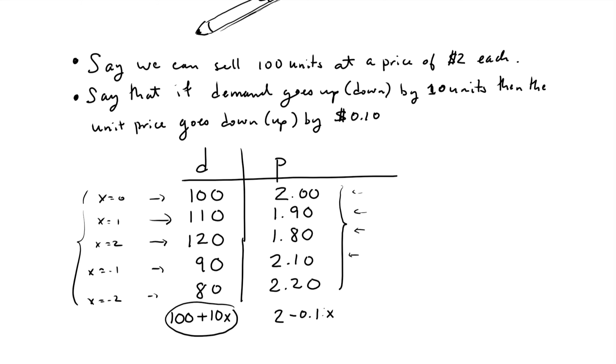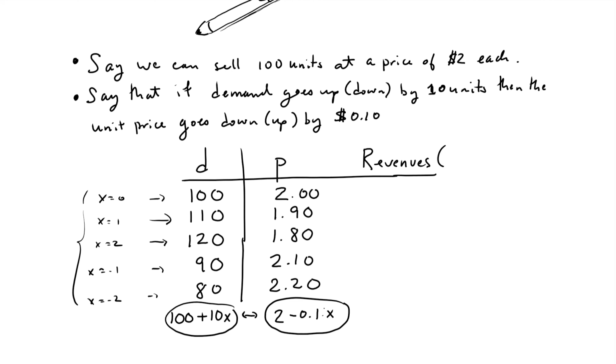So this expression here goes with the one on the left here. When the demand is 100 plus 10x, the price is 2 minus 0.1x. And with this, what I'd like to do is add a third column, which is the revenues, which I'll call R.